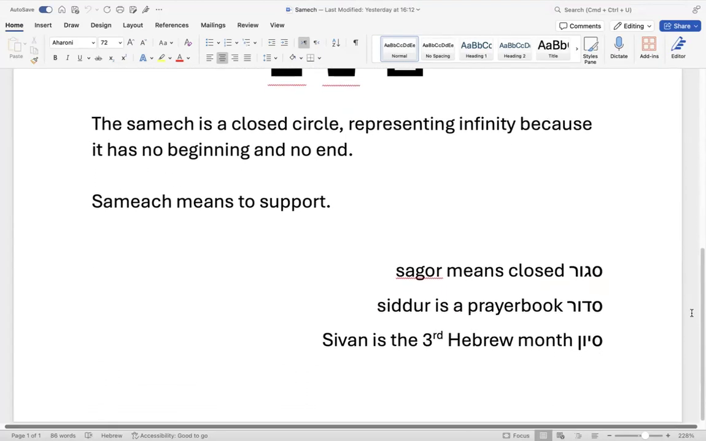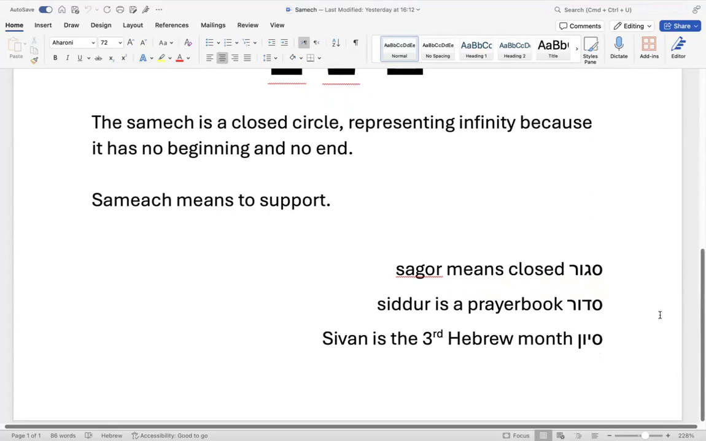Okay, the word samech means to support, and here are three common Hebrew words that begin with samech. The first is sagor, which means closed, as opposed to patuach, which is the word that means open. Sagor.